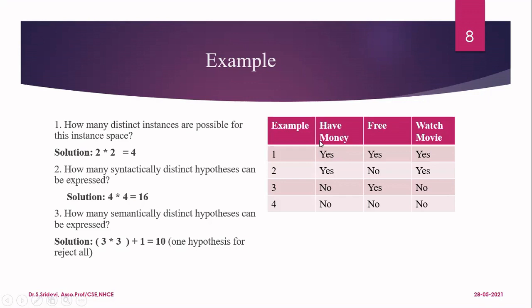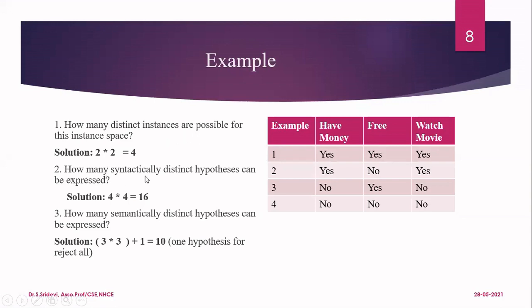You see here, the first feature, have money, is having only two different values, yes and no. So you write 2 for the first column. And the second feature, free, is also having two different values, yes and no. So that is also 2. So 2 multiplied by 2 is 4. So I can have only 4 different possible instances in this data set. I have taken all the 4. You know that in binary, if you have only 2 attributes, you will have 0 0, 0 1, 1 0, 1 1. That is the thing I have considered here. Now, this is nothing but how many distinct instances are possible.